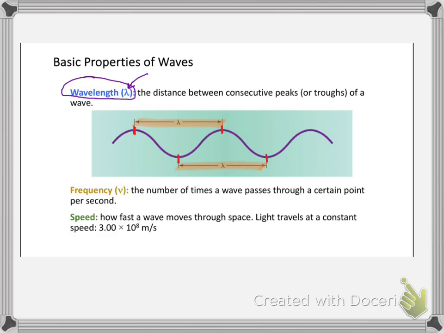And the wavelength is related. These are all connected to each other. We have the frequency, and this is the Greek letter nu. Frequency is just the number of times that a wave passes a specific point. And then the speed, and for light, the speed is constant. It's the speed of light, and it's 3.0 times 10 to the 8th. And so we have wavelength, frequency, and speed, all of which are connected by mathematical equations.